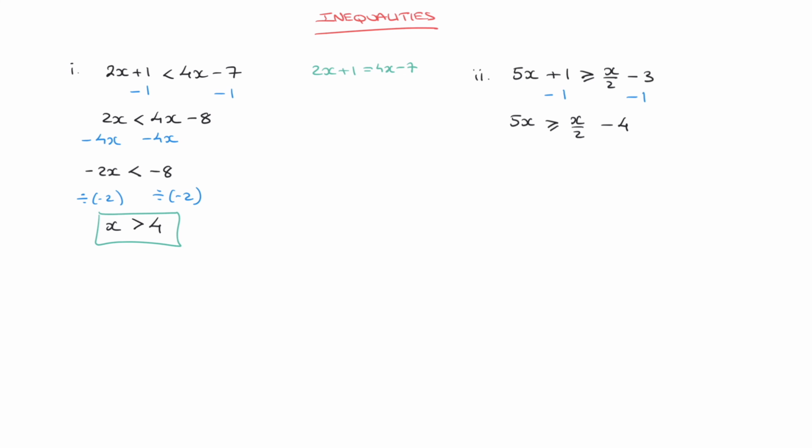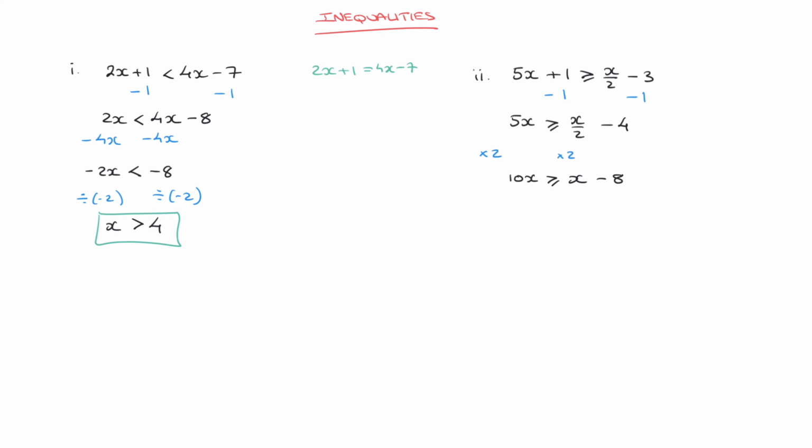So let me just write that on the side here. I'll multiply the left-hand side by 2, and I multiply the entire right-hand side by 2 as well. So doing that on the left-hand side turns into 10x. That's greater than or equal to x over 2 times 2, so that turns into x, minus 4 times 2, which is 8. See, already it's looking much nicer.